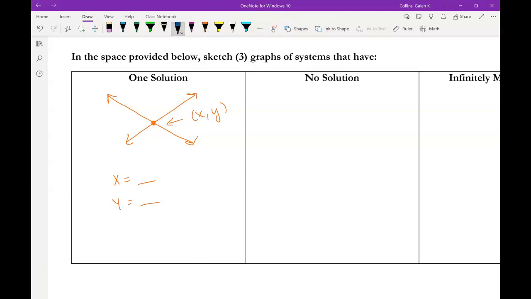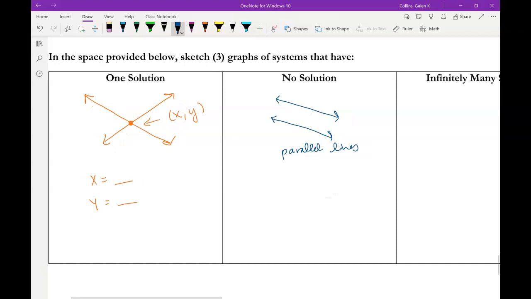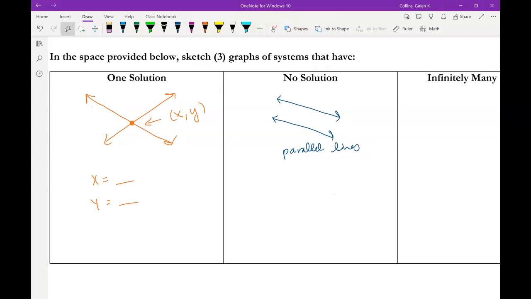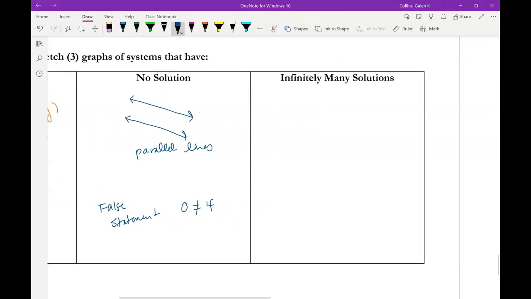When we solve a system graphically that has no solution, that is when we get parallel lines. And that's also going to be when I solve analytically and I get a false statement. So oftentimes our x's and y's will cancel out and we'll get something like 0 equals 4. Well, that's not true. 0 does not equal 4.